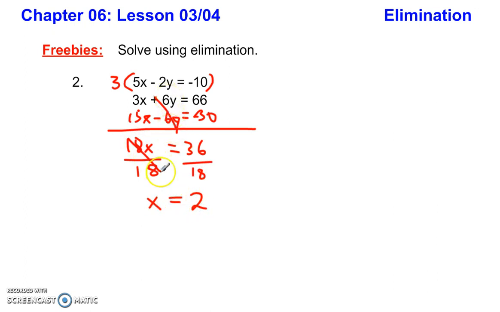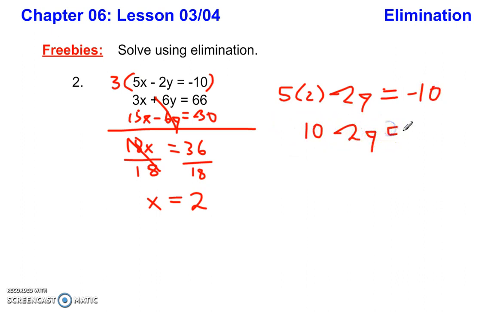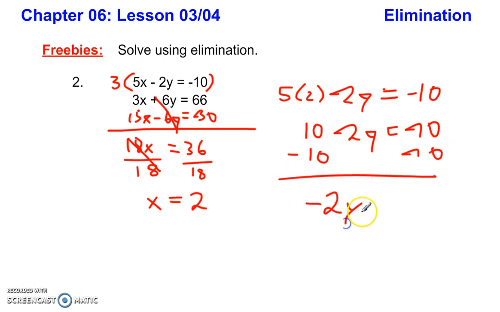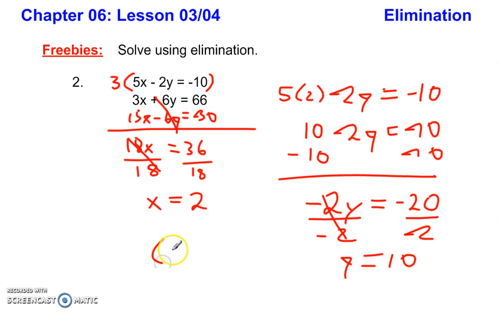Now I can plug this one into either one that I like, into this one or the top one. Doesn't matter, I'll put it in the first one, so then we get 5 times 2 minus 2y is equal to -10. 10 minus 2y is equal to -10. Subtract 10 from each side. -2y is equal to -20. Divide by -2 on each side. And y is equal to 10. My ordered pair for number 2 is 2 and 10.